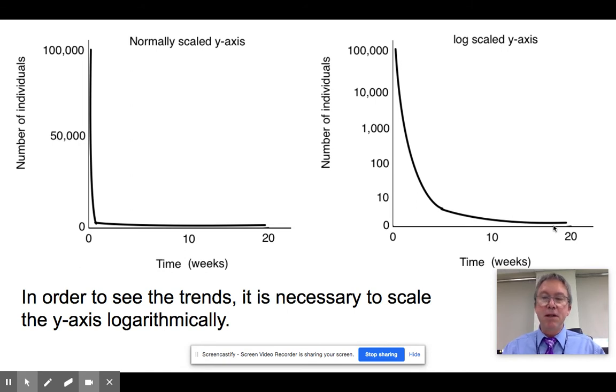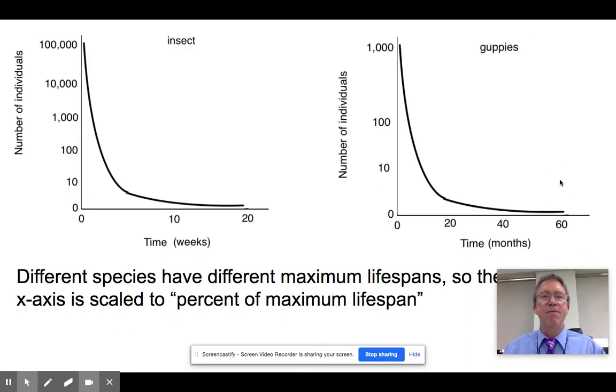This is especially necessary for the type 3 curve of R-selected species. So you often notice that we use logarithmic y-axes in order to visualize the curve associated with these type 3 organisms. And again, since we have different lifespans, an insect might live to be 20 weeks, a guppy might live to be 60 weeks, an oak tree lives to be 1,000 years old, a human lives to be 100 years old.